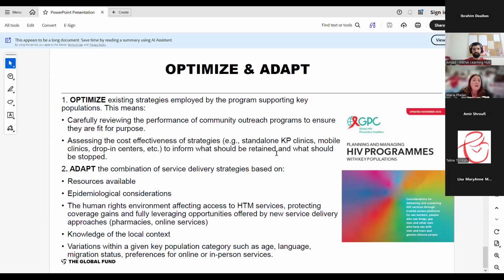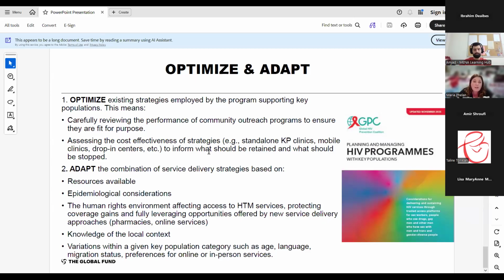The human rights environment affecting access to HIV, TB, and malaria services is critical to consider in this. Protecting coverage gains that have been made, and fully leveraging opportunities by potential new service delivery approaches, pharmacies, online services, and others. Knowledge of the local context will be key in adaptation.